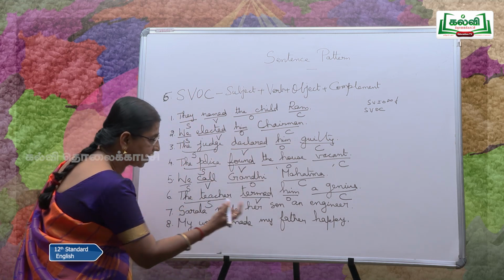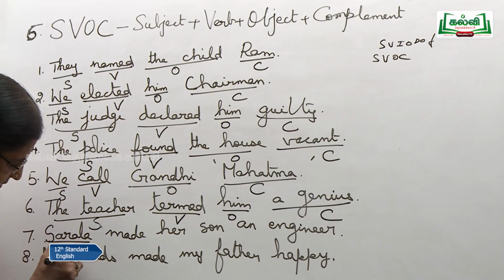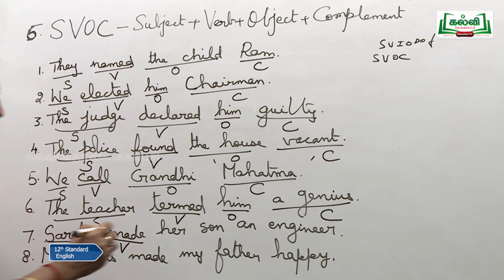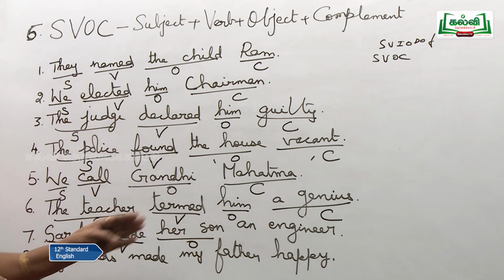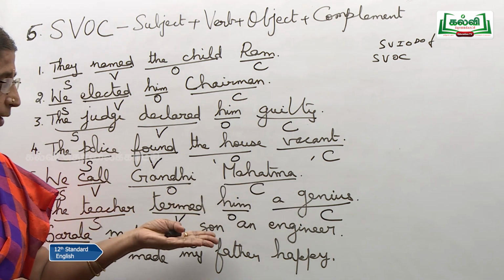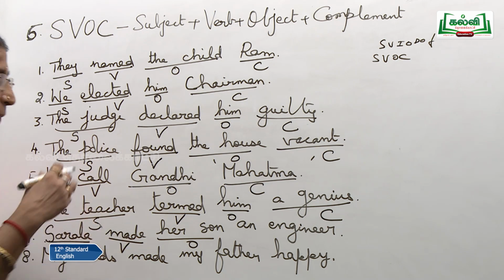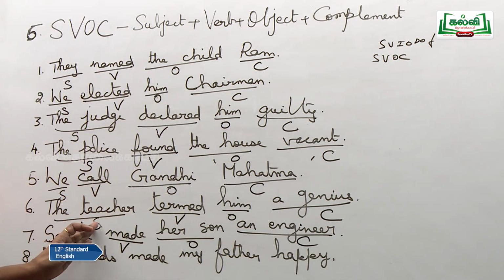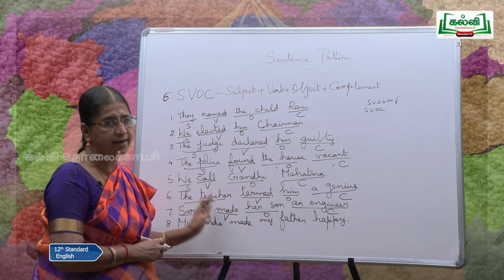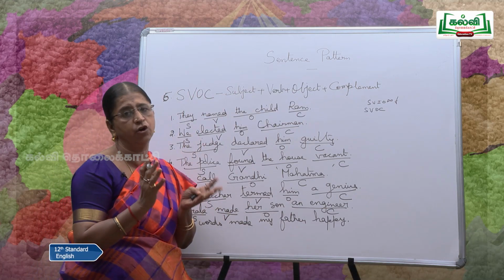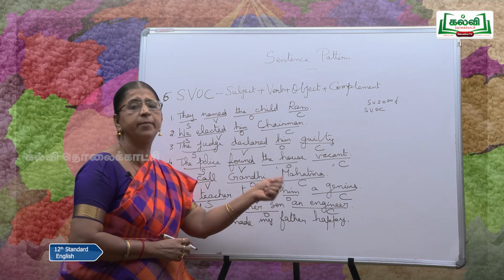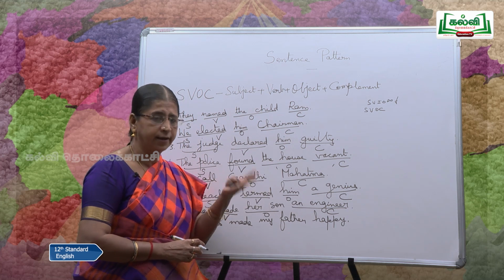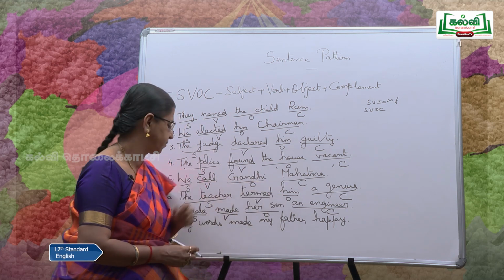Sarla made her son an engineer. Sarla, subject, made, verb. Sarla made whom? Her son, object. As an engineer, she made him study engineering and become an engineer. So this is the complement. Her son was made an engineer by Sarla. So this is not like making or framing. She helped him become an engineer in life. She saw to it that he selected that course and came out successfully in that course.